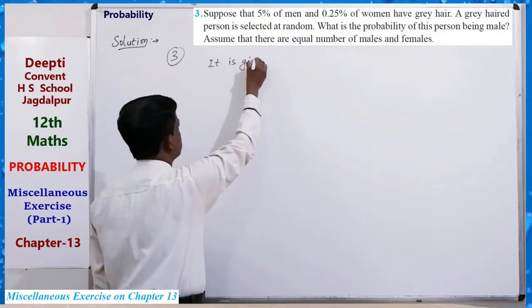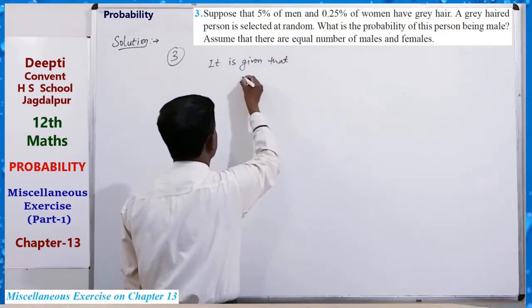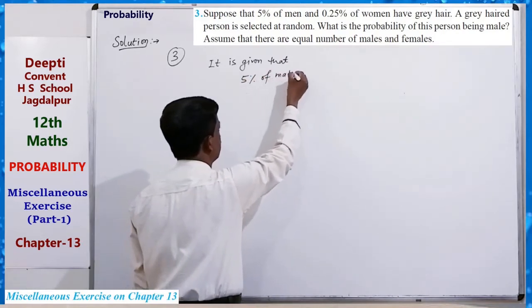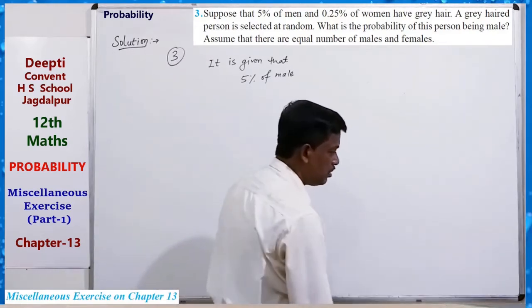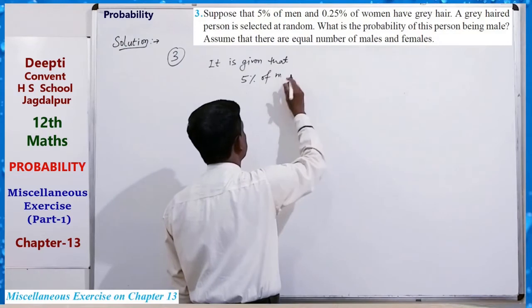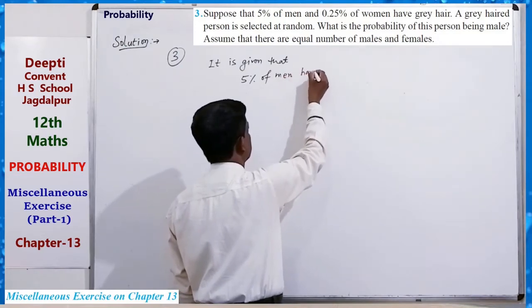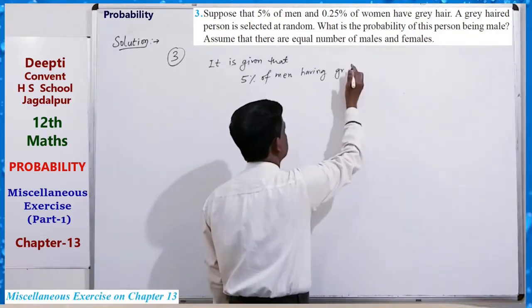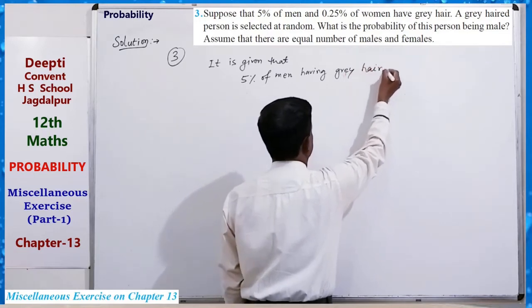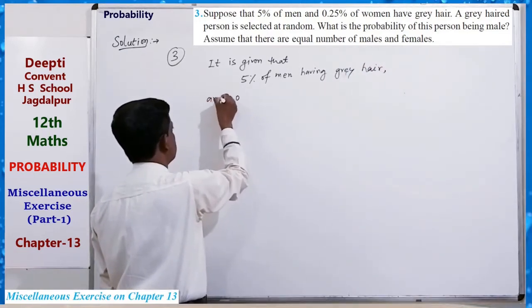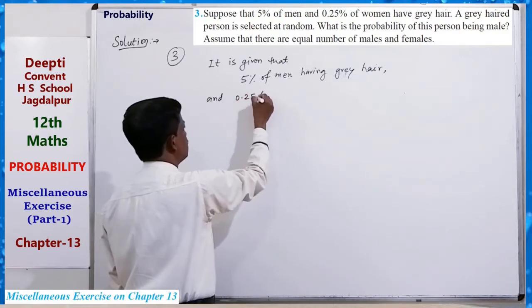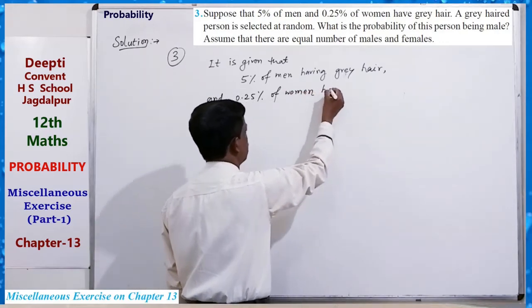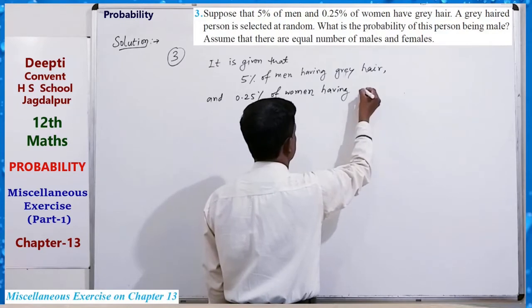It is given that 5% of men have gray hair, and 0.25% of women have gray hair.